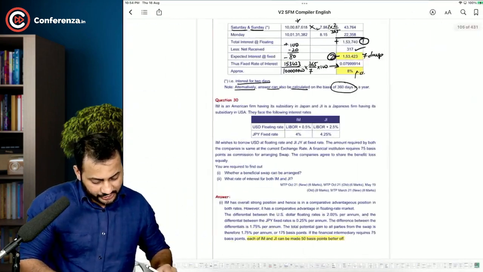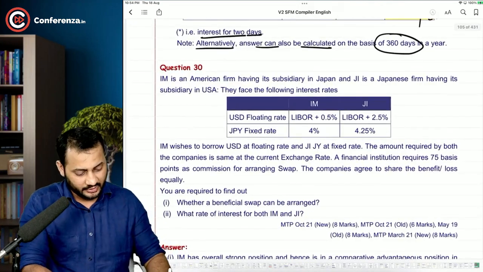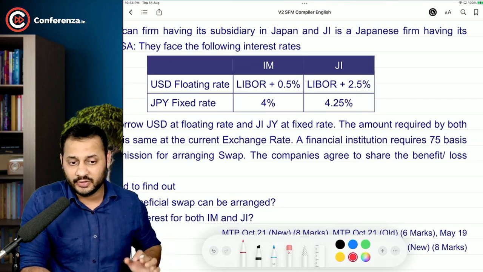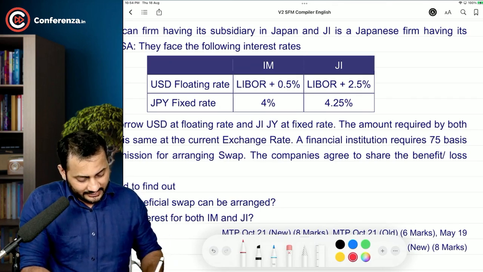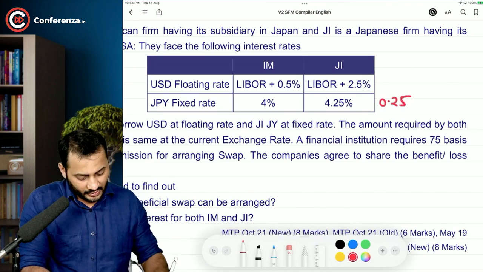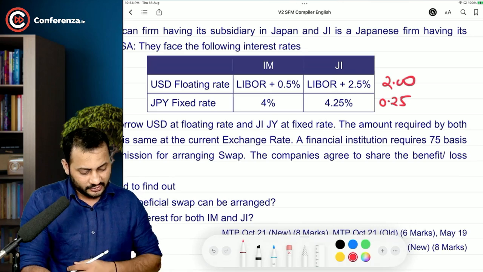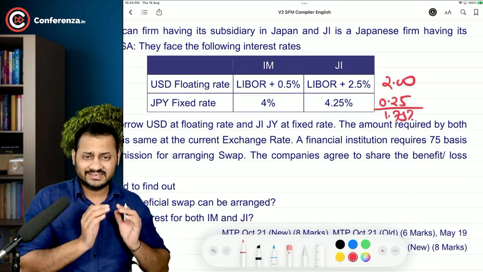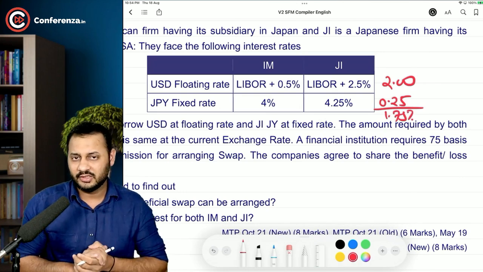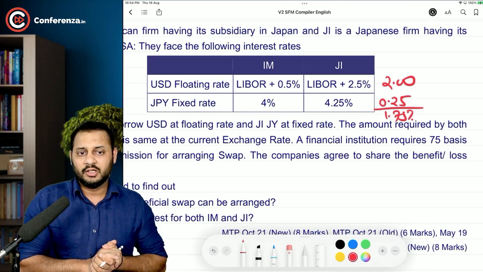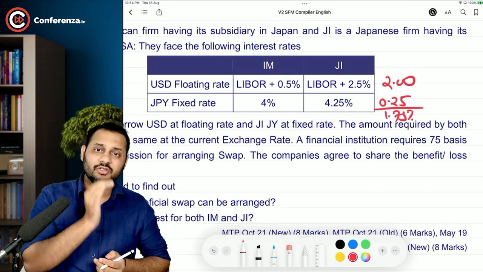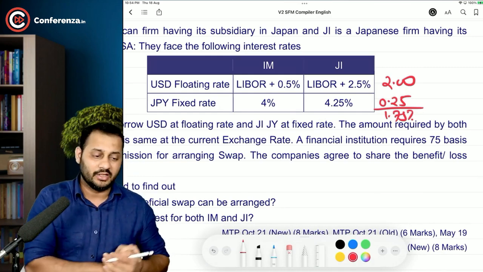Now what happened in question number 30? Let's come to question number 30 and find out which party has comparative advantage in which rate. You can clearly see that if we calculate the difference, 0.25 is the difference of fixed rate and 2% is the difference of floating rate. Again, 1.75 is the difference, exactly similar to what we have seen in the previous question. So 1.75% is the possible gain, but still the swapping is not possible in this question. Why? I will tell you.